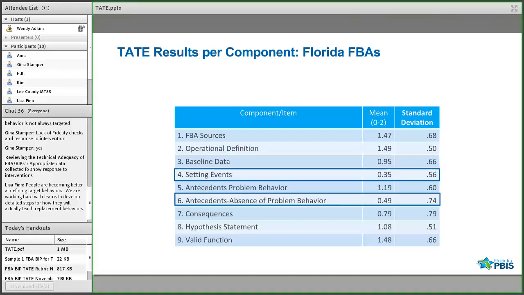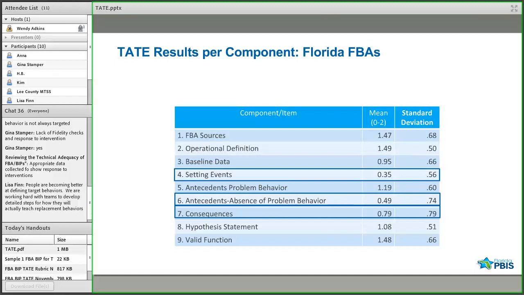Antecedents, when there's no problem behavior. Some of that is a form issue. A lot of forms do not even ask for that. And that's important because it helps us figure out why the trigger that predicts problem behavior might be a trigger. And then consequences is another one that would tell us we're not doing that well. That's an area of improvement.